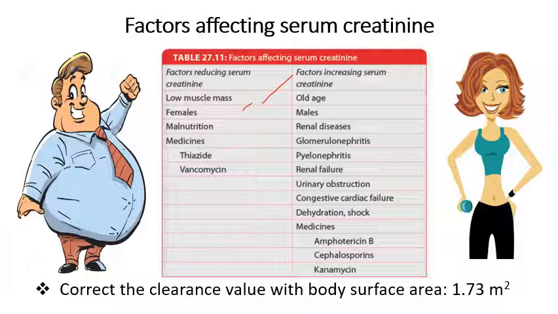Then males, then renal diseases like glomerulonephritis, pyelonephritis, renal failure, urinary obstruction, congestive cardiac failure, dehydration, shock, and other medicines like amphotericin B, cephalosporins and kanamycin. All these can cause an increase in serum creatinine level. So there is a corrected clearance value as well. It should always be corrected with the body surface area, that is 1.73 meter square.